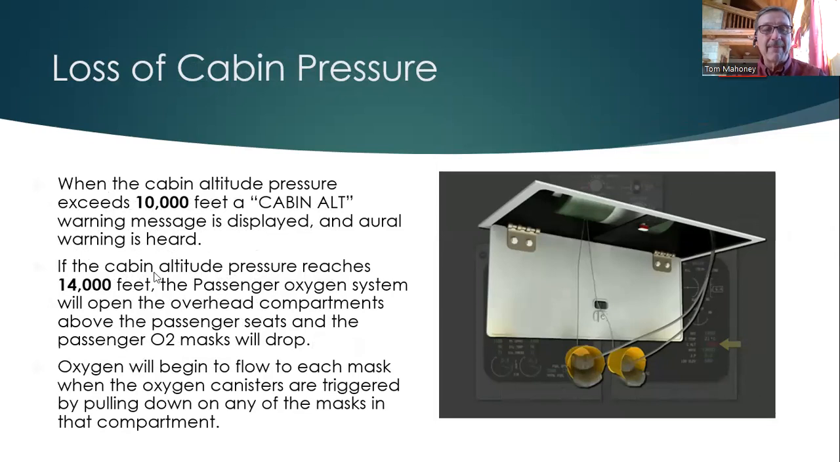And in this case, if the cabin altitude pressure change reaches 14,000 feet, the passenger oxygen system will open the overhead compartments above the passenger seats, and the passenger O2 masks will drop. So that's not what we really want, but that's what's going to happen. In that case, we're going to want the passengers to go ahead and pull down the mask and put the mask on for oxygen. However, there's something that you need to understand if you've been on a commercial airliner.